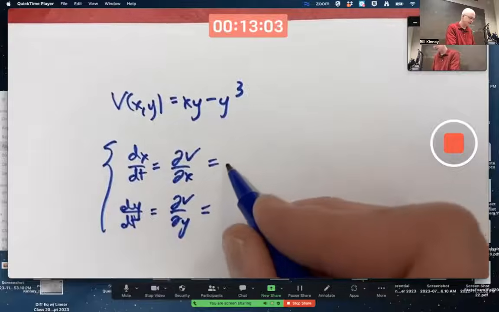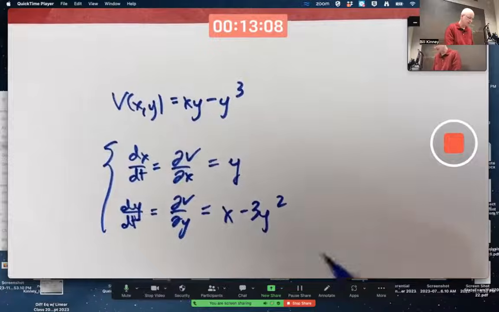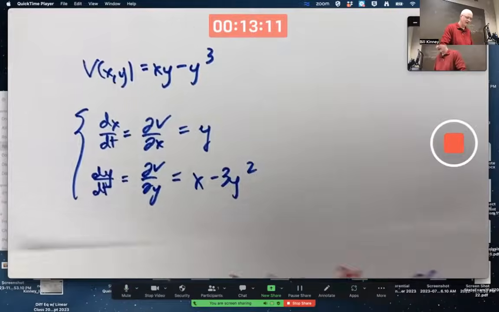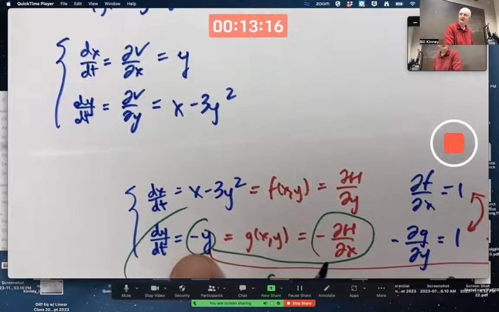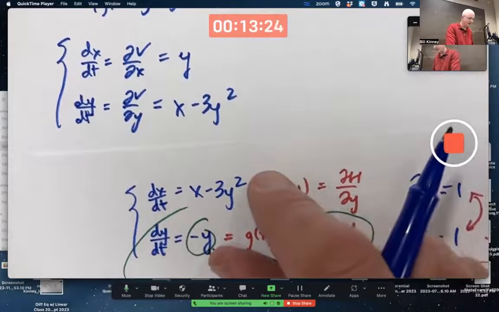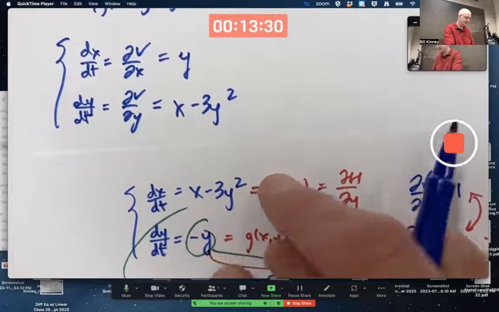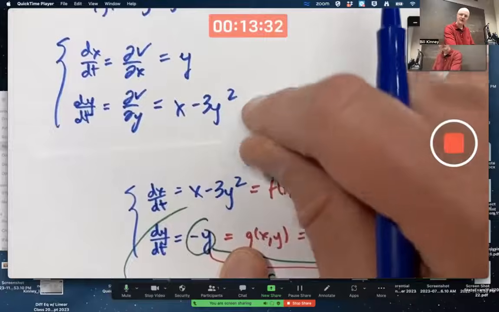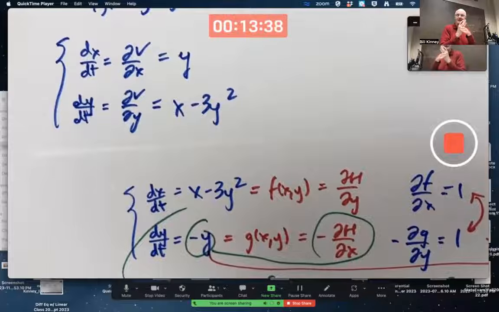Partial of V with respect to x is just y. Partial of V with respect to y is x minus 3y squared. Effectively, I switched around the components for the Hamiltonian system and negated this one to make it positive y. If you thought of the right-hand side functions, the vector field, as being vectors that you could take the dot product of, take the dot product of this vector, so to speak, with this vector, you get 0. That's why they're orthogonal trajectories. They're perpendicular to each other every time they cross.